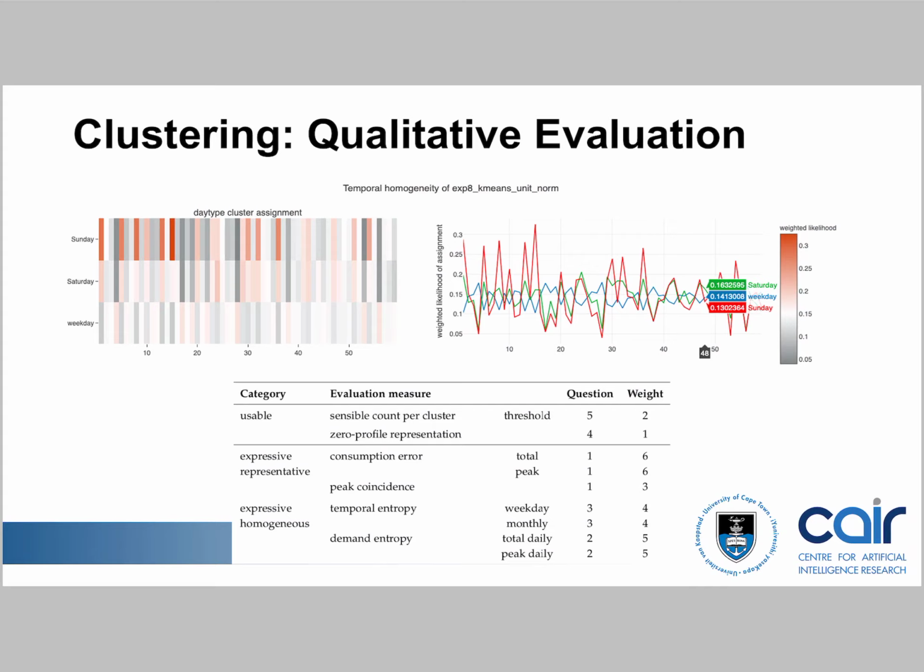So we defined two broad categories: whether clusters are usable and expressive, and then whether they're expressive and representative, expressive and homogeneous, and then created evaluation measures that related to the count of profiles per cluster, whether zero profile representation was possible, the error in consumption between our representative daily profile and the individual daily load profiles within that cluster, and peak coincidence, so to what extent the peak of our representative profile overlapped with the peak of the households in the cluster, and then temporal and demand entropy, so whether clusters were very unique to particular temporal and demand conditions, or whether they were used quite ad hoc.